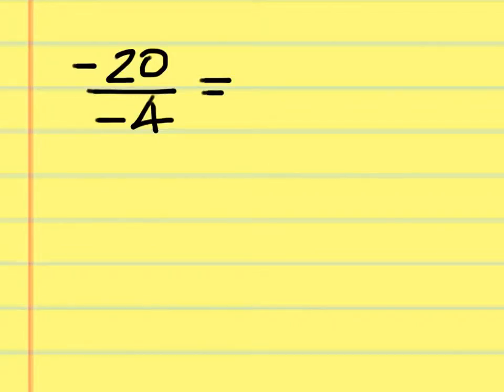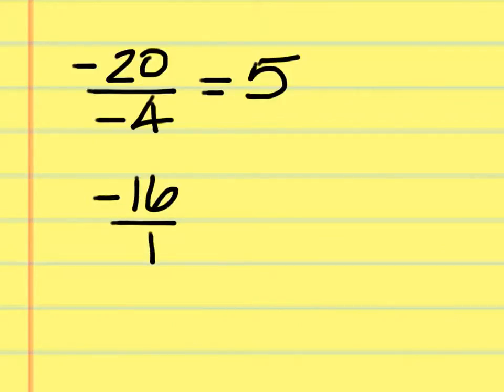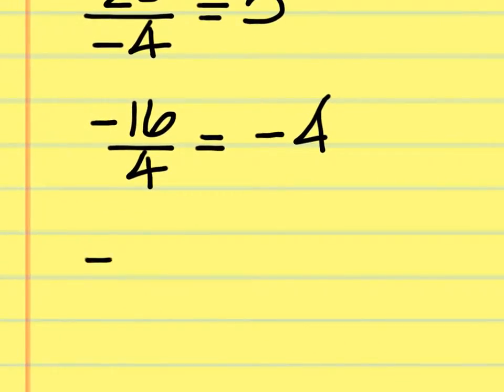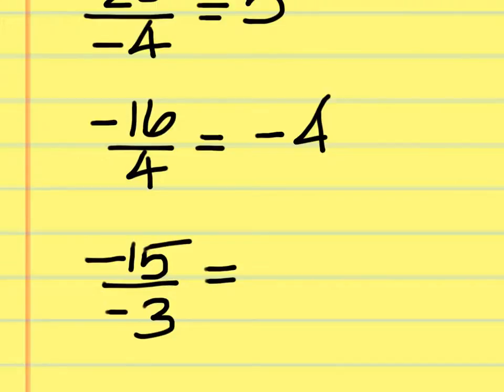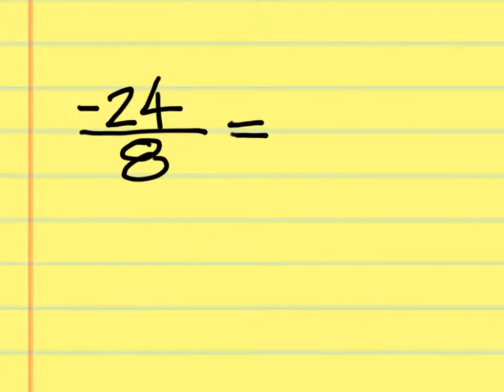What is negative 20 divided by negative 4? It's 5. What is a negative 16 divided by 4? Negative 4 is right. And what is a negative 15 divided by a negative 3? Positive 5 is right.